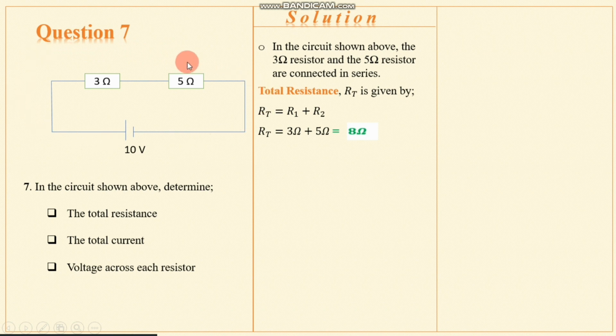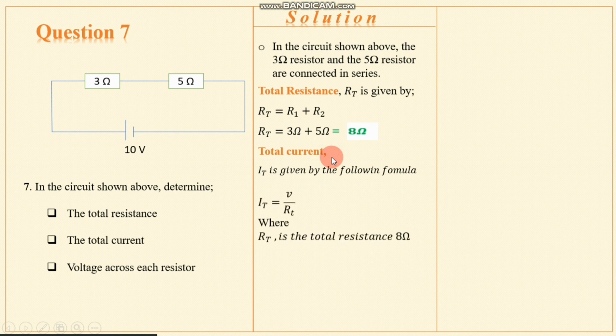Current passing through this circuit is the same, meaning we calculate the total current based on Ohm's law, which states that voltage is equal to current times the resistance. If we rearrange this equation, we get that the total current is given by voltage, in this case 10 volts, divided by the total resistance. The total resistance we have calculated to be 8 ohms. So RT is the total resistance, which is 8 ohms.